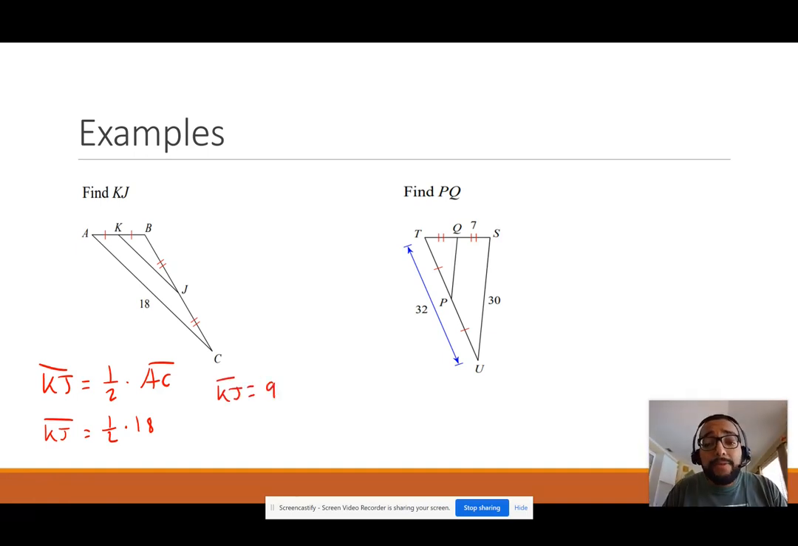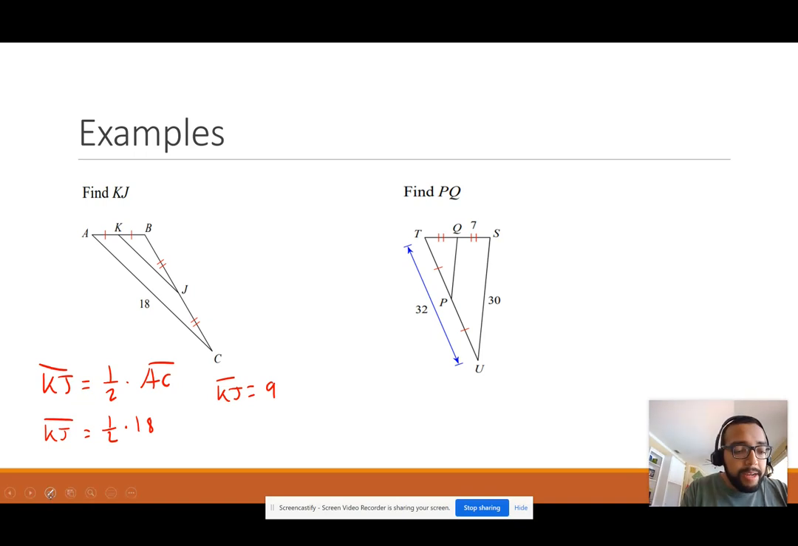Same thing for this next one. Don't get confused here. They're trying to trick you. They gave you an extra side length. They said that, hey, TU is 32. Cool. I actually don't need to know that. So it looks like they just gave me an extra piece altogether. Find out which one is your mid segment and which one is your base. Remember, the mid segment and the base are parallel to each other.